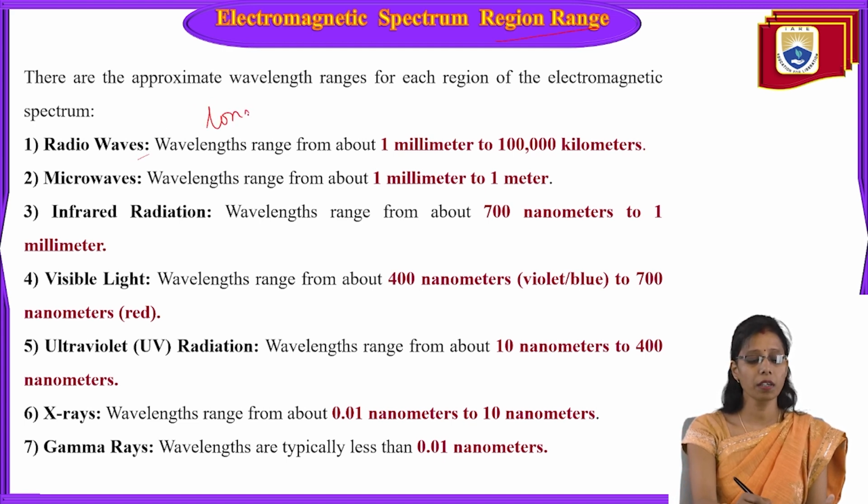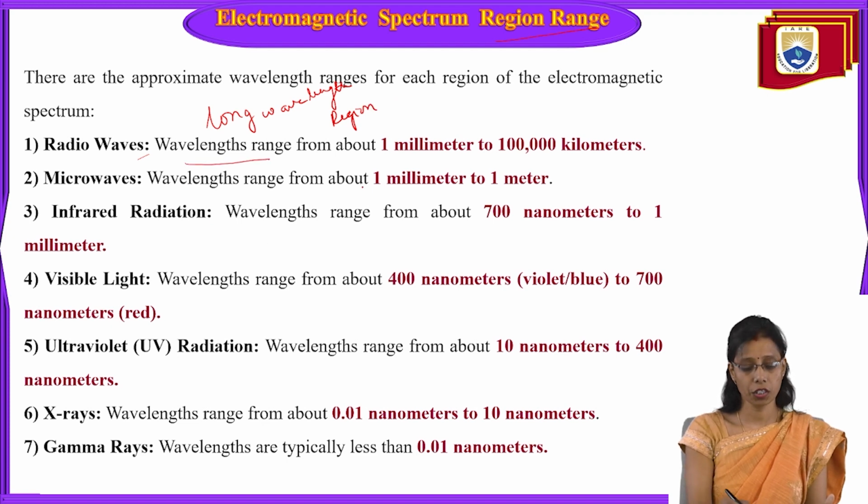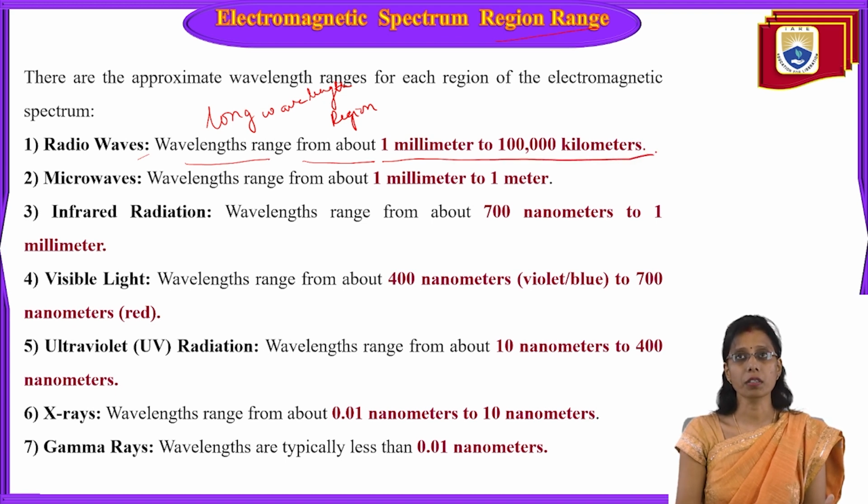Radio waves come under the long wavelength region. So the wavelength range is from about 1 millimeter to 100,000 kilometers. This is the range of radio waves. All these sensors are helpful for our communication, with different kinds of radio waves.